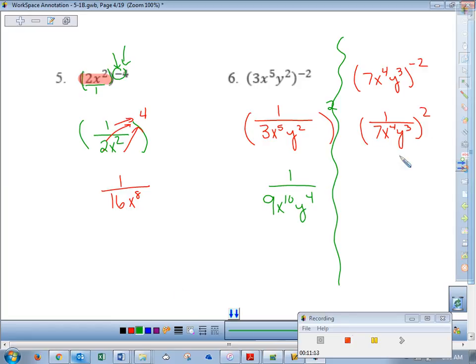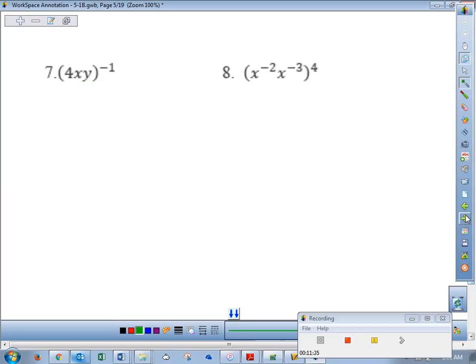Positive second power. Then 1 squared is 1, 7 squared is 49, x to the 4th squared is x to the 8th, and y cubed squared is y to the 6th. Rock and roll. Next. Same thing. All right. Didn't realize I had that one in there at all.